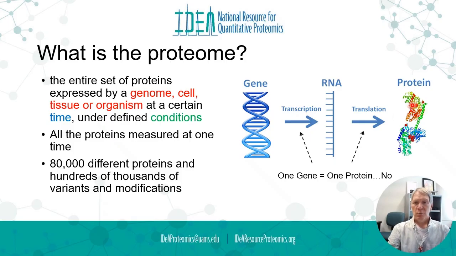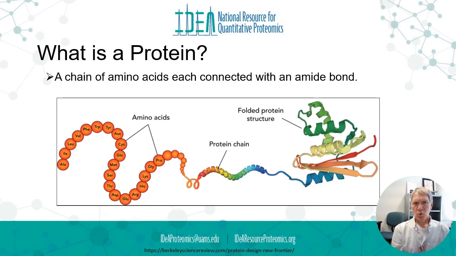So your basic biology might have simplified it and said that we have information encoded in our genes that gets transcribed into RNA, which gets translated into proteins, and you may have thought that one gene will equal one protein. That's not true. There's only about 20,000 genes, but there's about 80,000 different protein variants of that because of some different modifications that can happen.